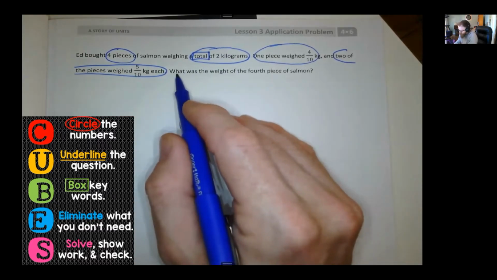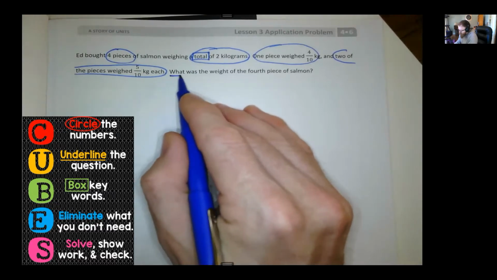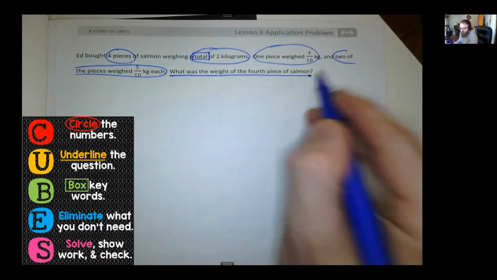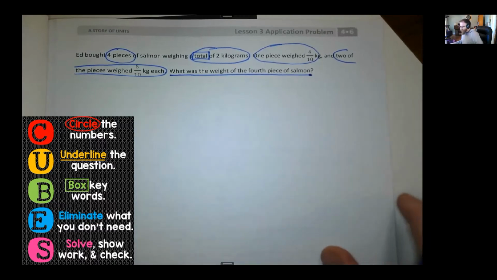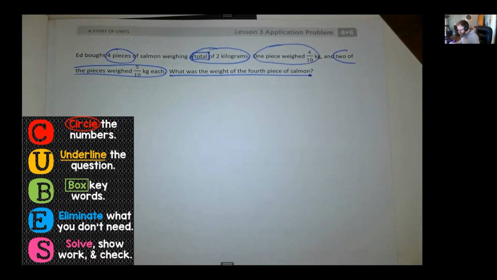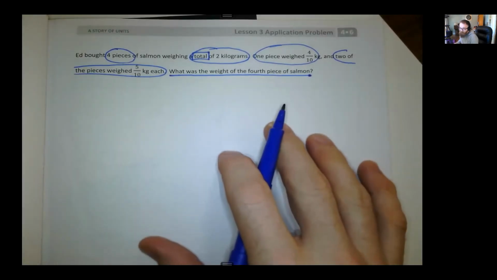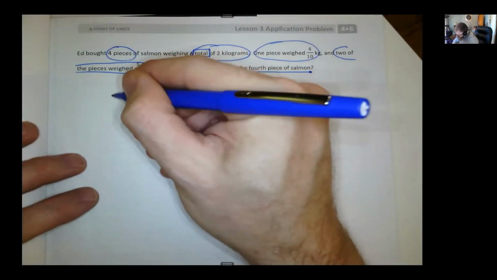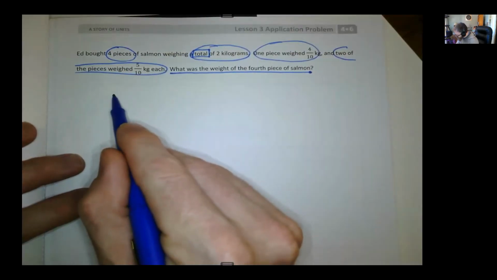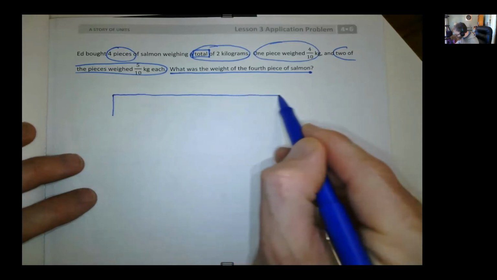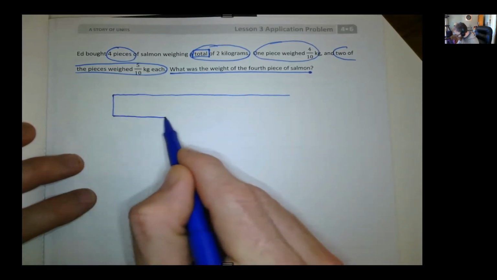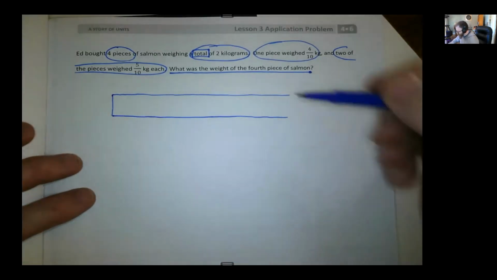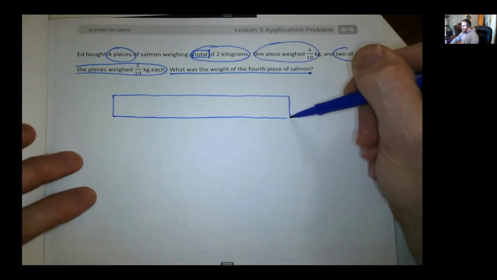So we've circled, right? We're going to underline the question. What are we being asked to solve? What was the weight of the 4th piece of salmon? So we have a missing piece of salmon, a piece where the weight is unknown. If you remember, and I'm sure you do, we can draw a tape diagram to solve this problem. You should be writing just like me. No one can draw straight lines as well as Mr. Hansen, but you can try.